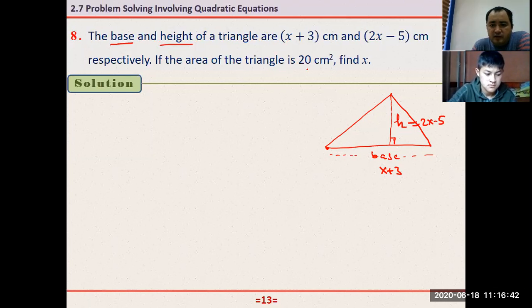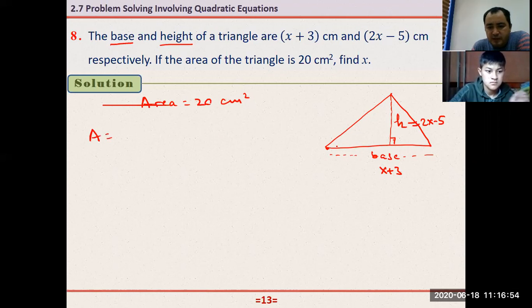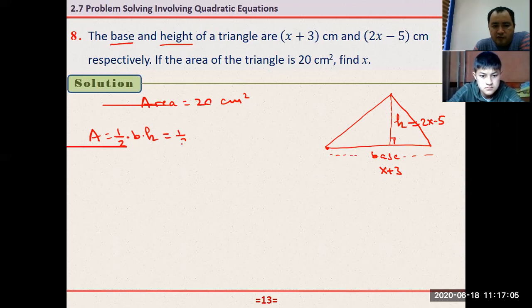If the area of the triangle is 20. So what is the area? Area, that is A, equals 20 centimeters squared. And how do you find the area of a triangle? Just base times height over 2. So that's equal to 1 over 2 times base times height. What is base? It is given here, x plus 3, times height. What is height? 2x minus 5. And on the right hand side, we know that the area is given, that's equal to 20.